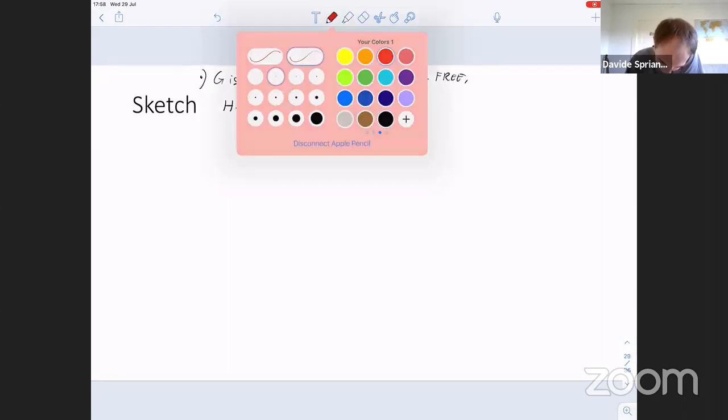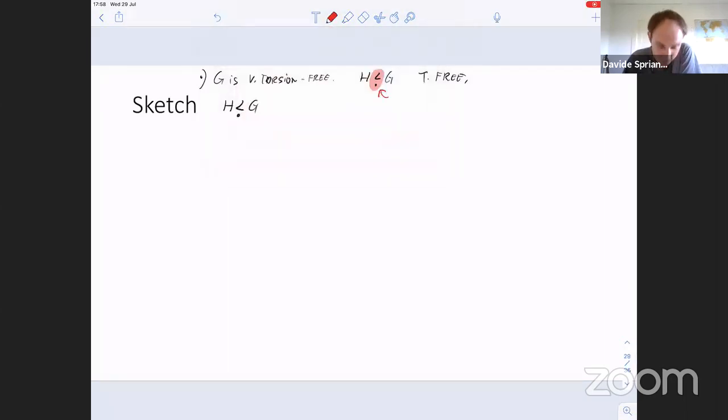I'm trying to make it popular because people need a symbol for finite index. I don't know from whom I saw this symbol.